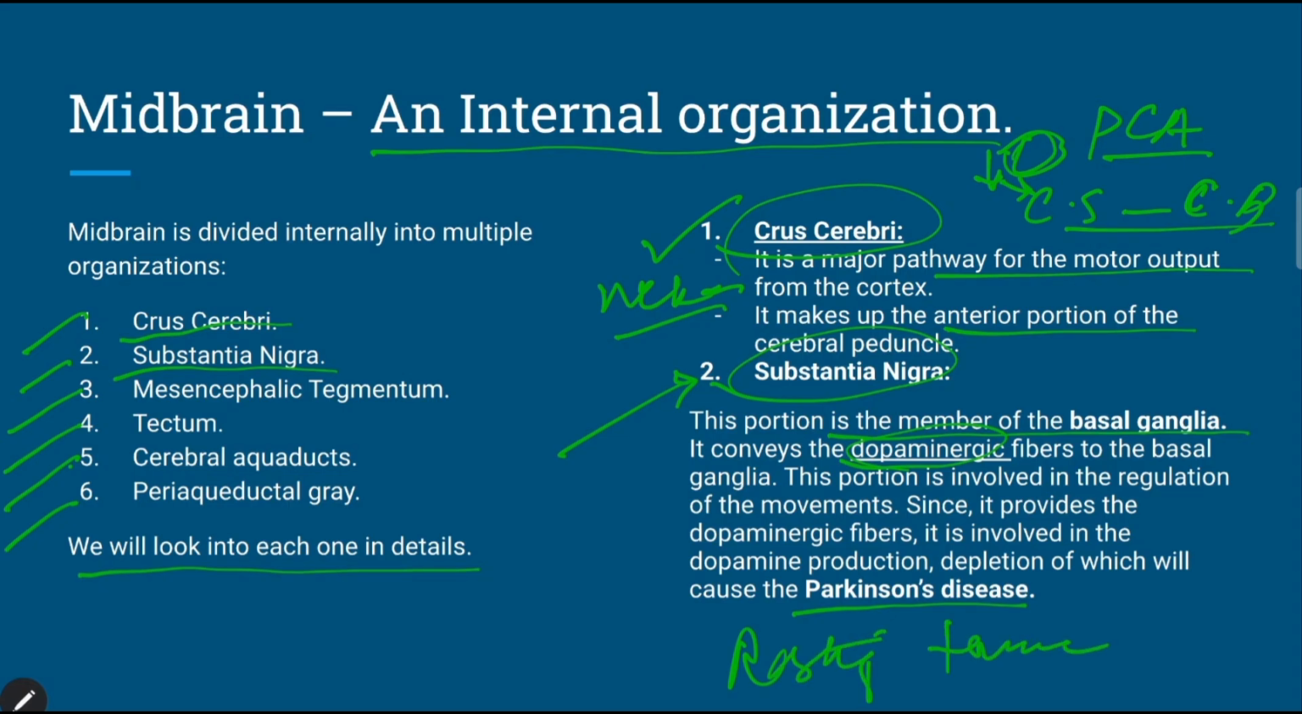Also know that the substantia nigra has two parts, the pars compacta, which makes dopamine, and the pars reticulata, which connects to the thalamus. For Step 1, focus on the crus cerebri for motor deficits, the substantia nigra for Parkinson's, and know the midbrain's role in syndromes like Weber and Benedict's. With the next slide, we will move on to the other structures.